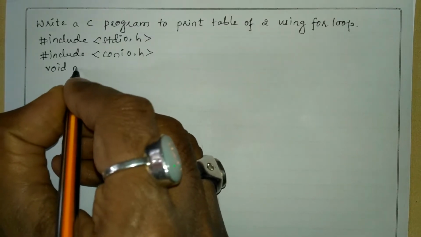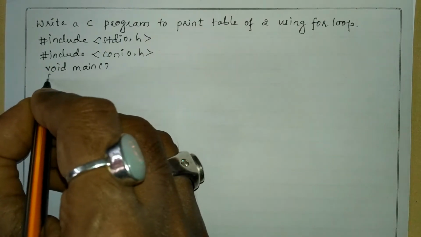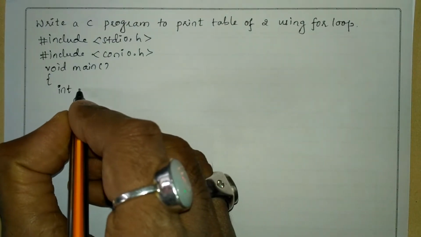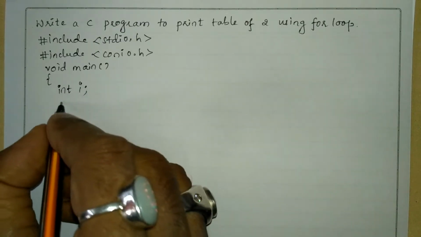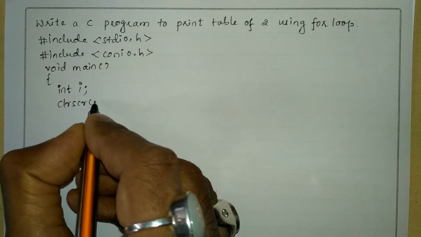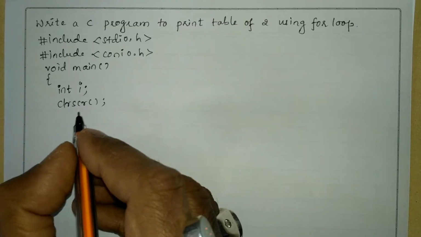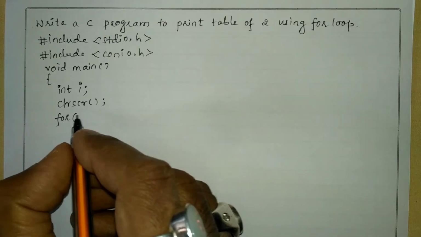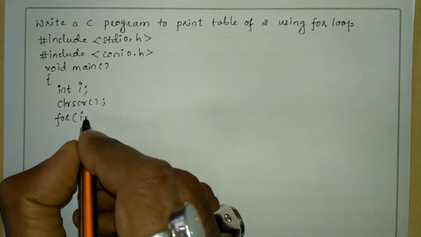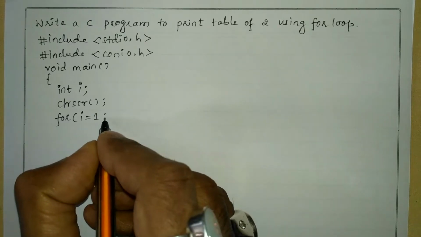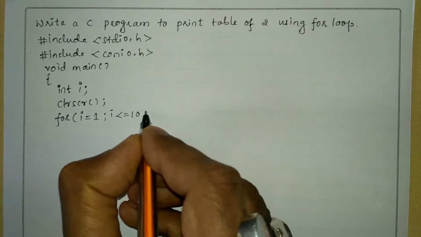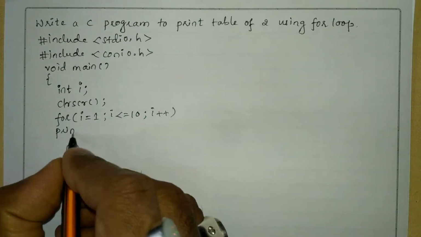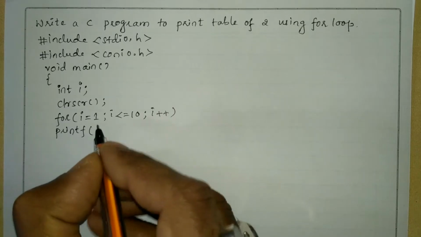Now we'll write void main function and curly open brace, and here I'm going to declare one variable of type integer, that is i, and now we'll write clrscr function which is used to clear the screen. Using for loop we are going to iterate through a specific statement. For i = 1, i <= 10, and i++. Now let us print the result in printf statement.